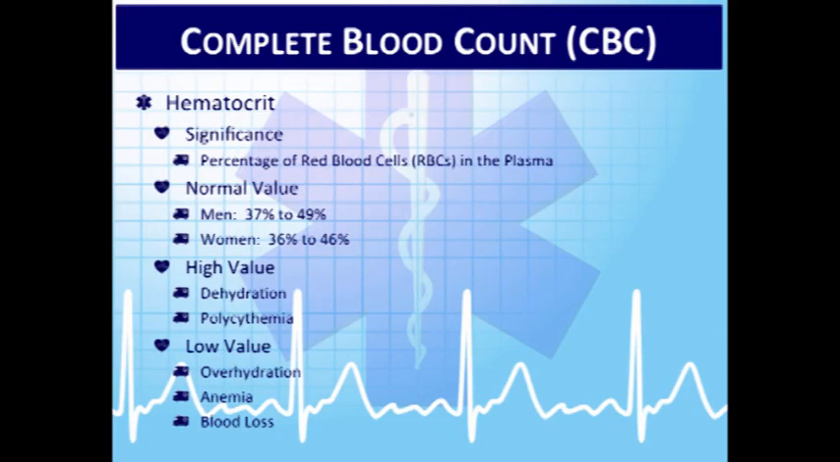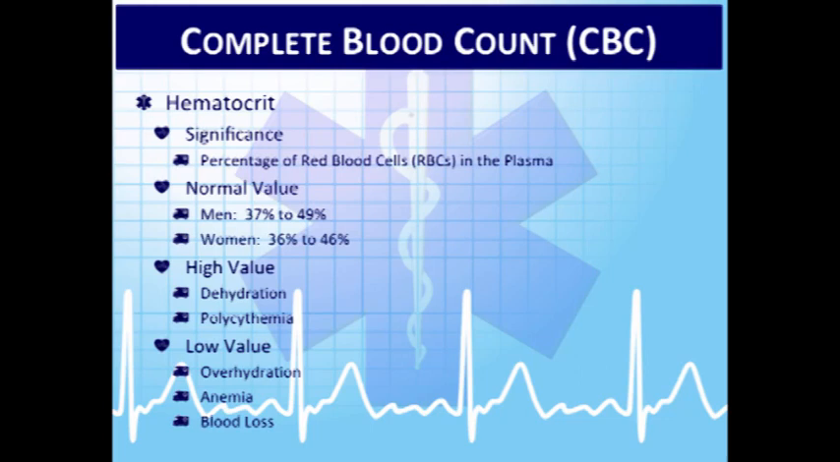Hematocrit is the percentage of red blood cells. When we talked about hemoglobin, we were measuring what was on the surface of the red blood cell. When we talk about hematocrit, we're talking about the percentage of red blood cells. Normal is 37 to 49% in men, 36 to 46% in women.